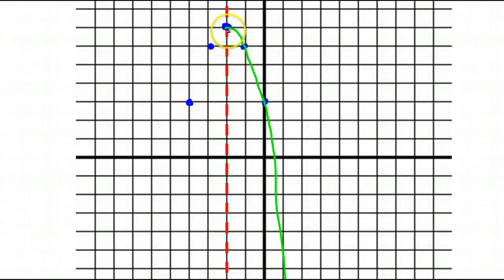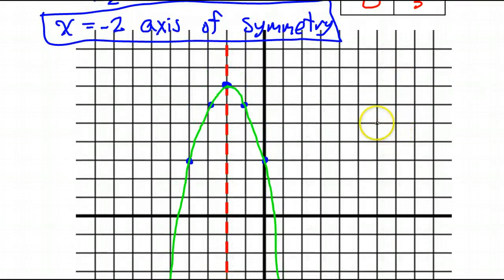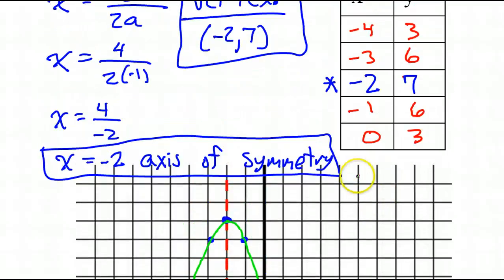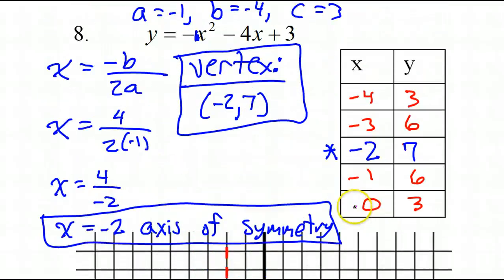Make sure to draw your parabola reaching all the way to the edge of your graph. So there's our parabola. And we already said the axis of symmetry and vertex. So that was it, you guys. A little bit quicker than the last time. Still a bit long, but decent.